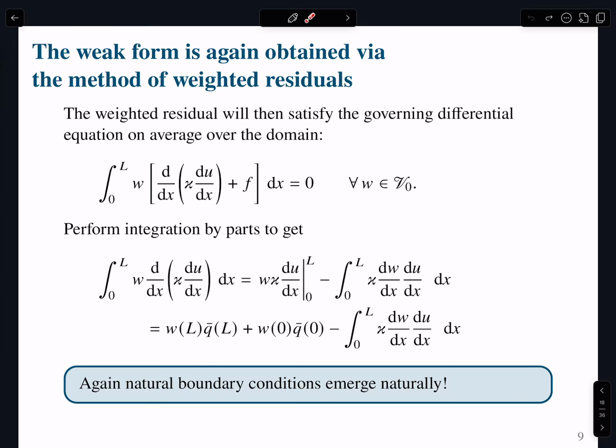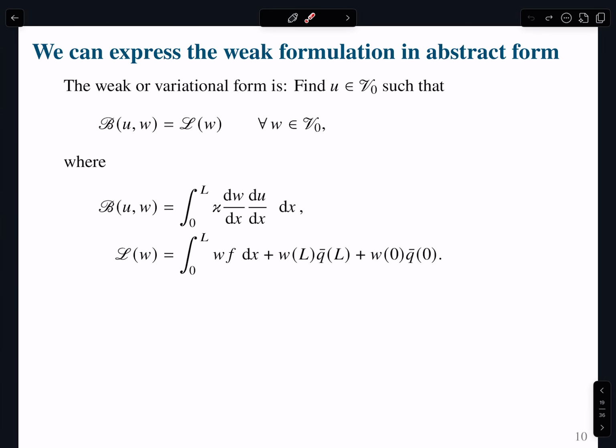And so, again, the natural boundary conditions emerge naturally in the formulation. And then we are ready to set the variational form, which is basically, well, now we're interested in finding the temperature field U in some space, right?